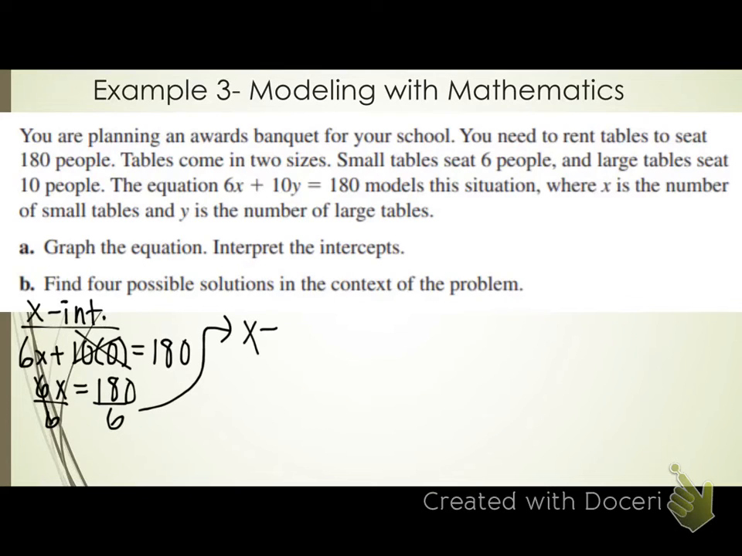So I get x equals, what's 180 divided by 6? 30. I want it as an ordered pair. What would my ordered pair be? (30, 0). If you write (0, 30), that is incorrect. So here's my x-intercept. Any confusion how we got that? Got my x-intercept. Now I need my y-intercept.